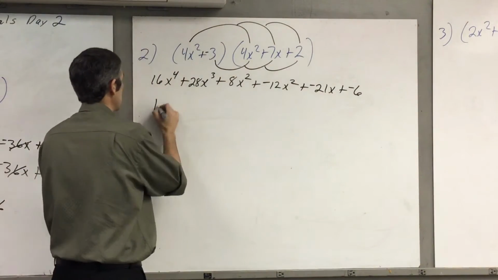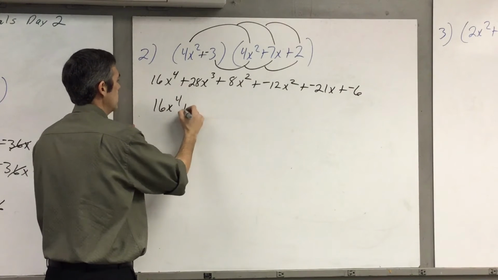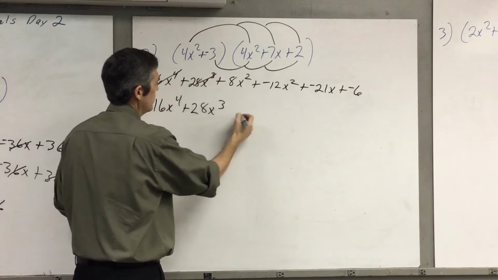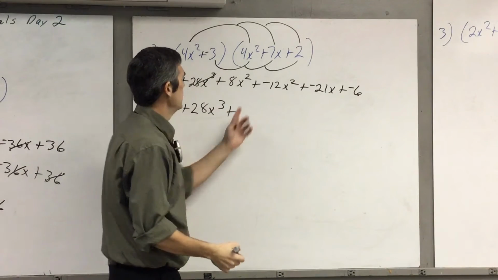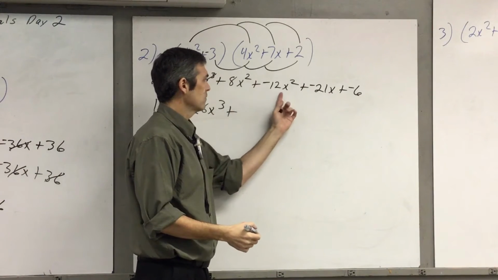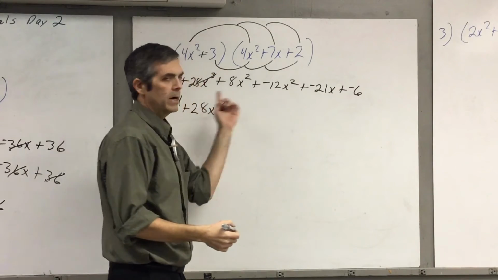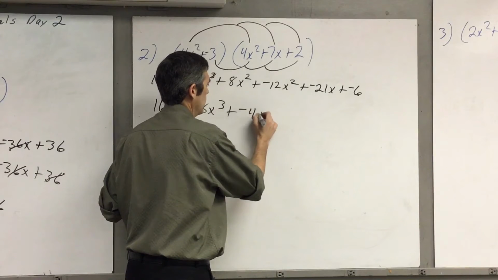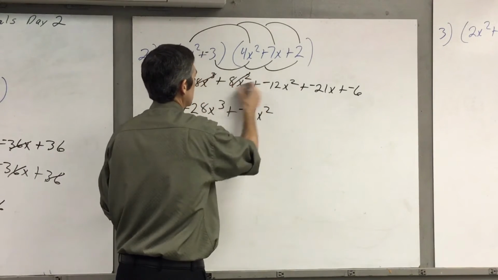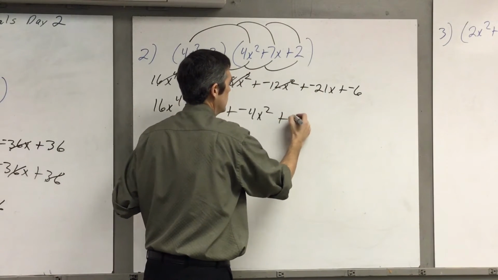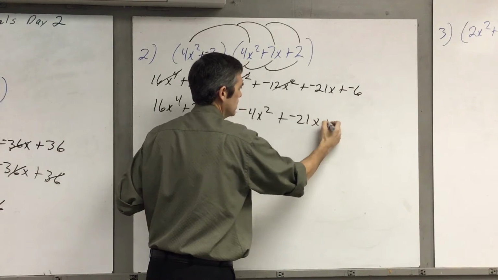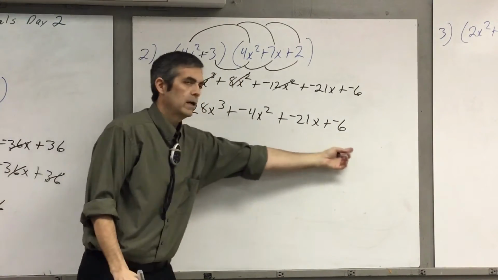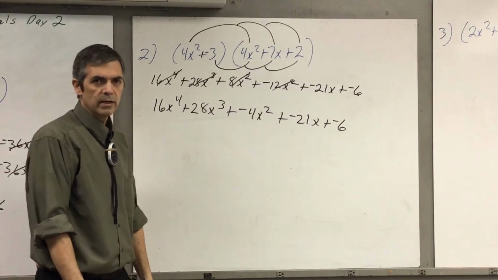Well, we got 16x to the fourth plus 28x to the third. That's that one, plus, and then we got 8x to the second plus negative 12x to the second. Subtract, keep the sign of the bigger number. Negative 4x to the second, that's that one, plus negative 21x plus negative 6. And no more like terms, so you just leave it like this.